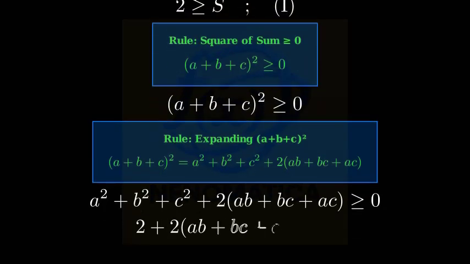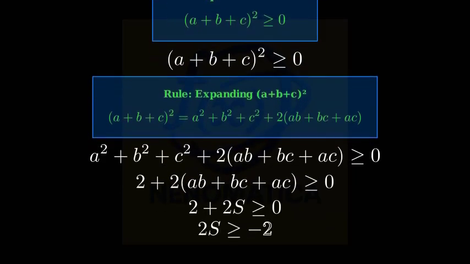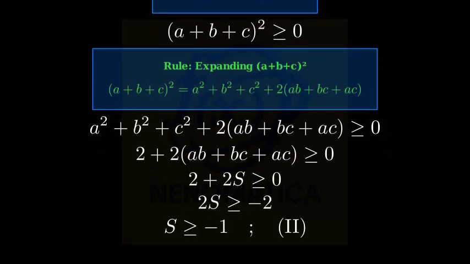We know that a squared plus b squared plus c squared equals 2 from our given equation. Also, ab plus bc plus ac equals S from our definition. Substituting these into our inequality, we get 2 plus 2S greater than or equal to 0. Now let's solve for S. Subtracting 2 from both sides, we get 2S is greater than or equal to negative 2. Then dividing both sides by 2, we get S is greater than or equal to negative 1.